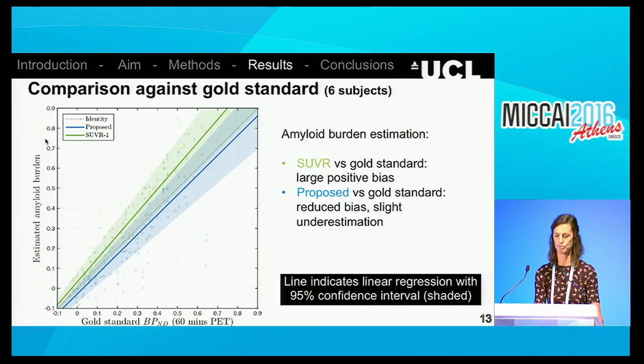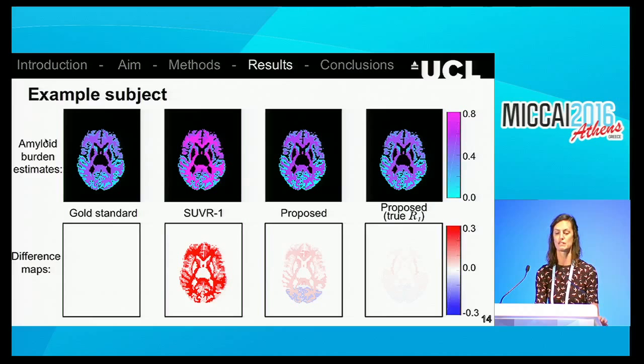And if we look at taking a subject, for example, the top row shows our estimate of amyloid burden for each of the techniques, and on the bottom we've got the absolute difference maps. So as shown by the plot, for the SUVR you have this overestimation of the amyloid burden across the brain, and in the proposed method, this difference has been greatly reduced.